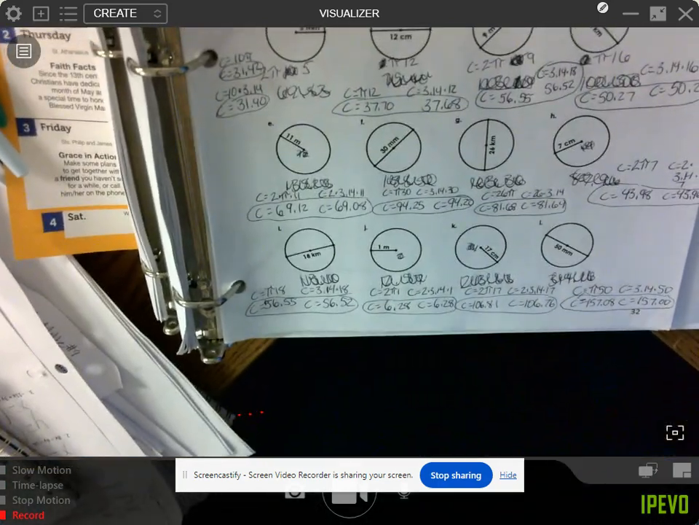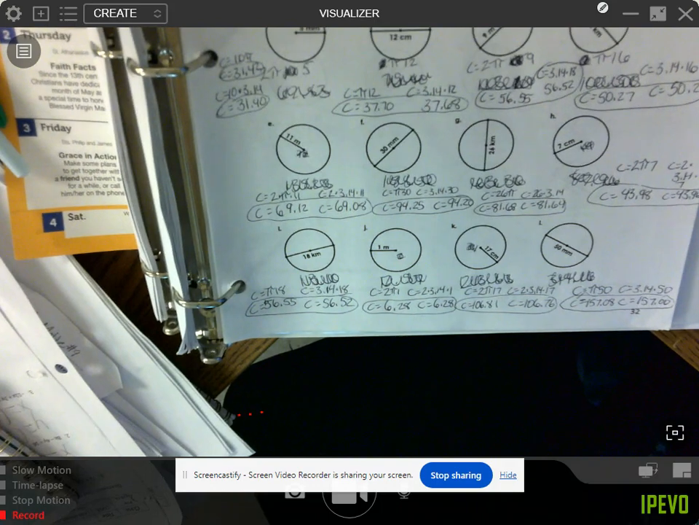So on our last line, for I, sorry, we have 56.55 or 56.52. J is 6.28 or 6.28. K is 106.81 or 106.76. And L is 157.08 or 157.00.